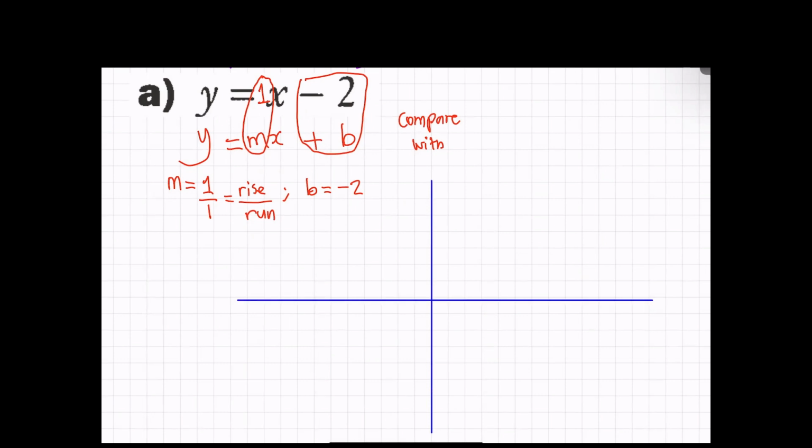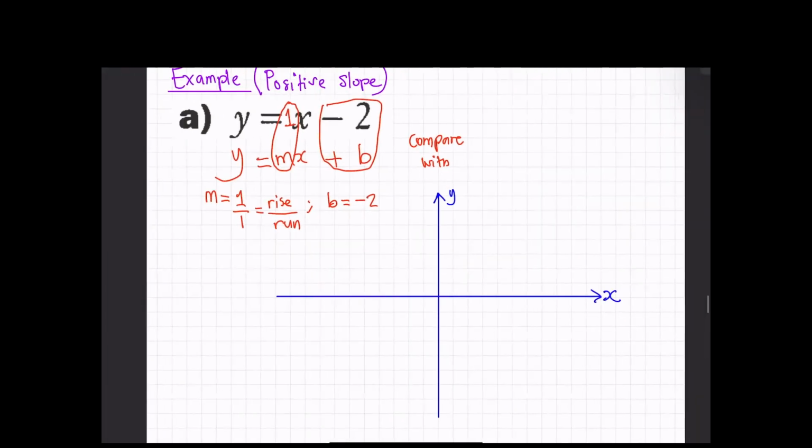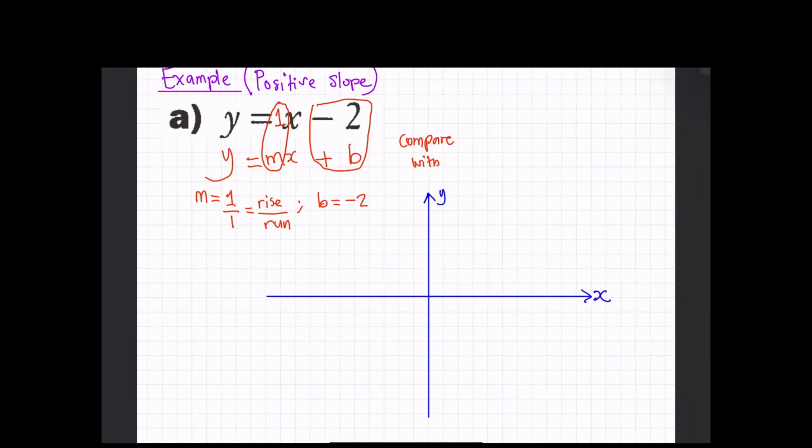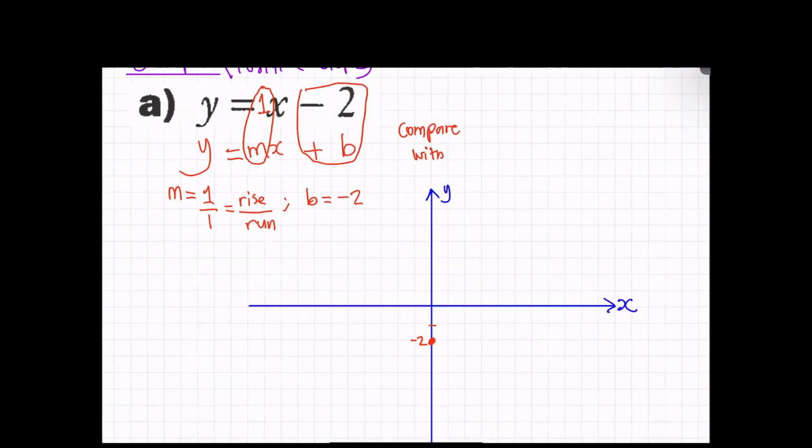Okay, so we are here. Here's a y and here's an x. Your y-intercept, which is your b, is right here, -2. Right here is a -2. So from this -2, we are rising up by 1 and running 1.